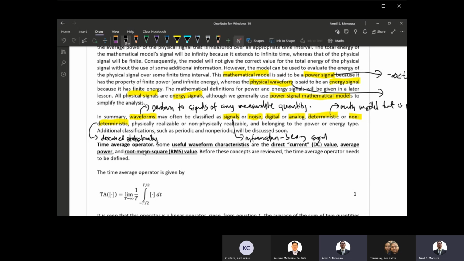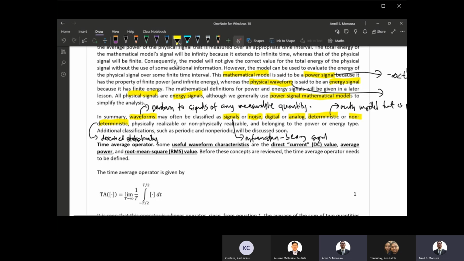Meaning, we don't really know, or we cannot really predict the values of the signal or of the waveform. Okay? But the appearance of the values can be described statistically. Or meron siyang statistical properties which we can quantify.